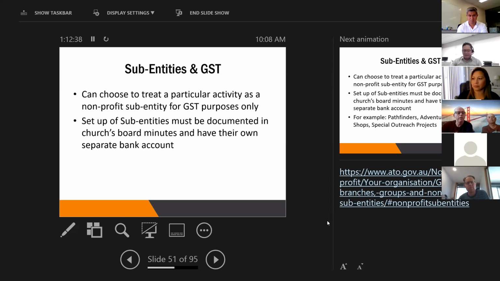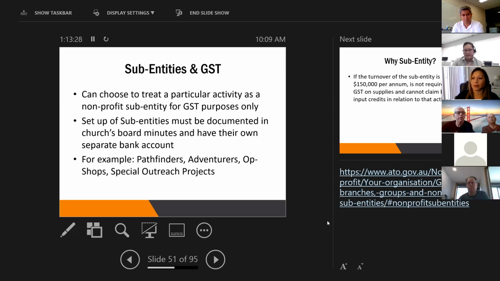So what happens is you have, for example, a Pathfinder club, and if your board decides to treat this activity separately and not have to worry about GST, then it needs to be documented. Obviously, we need to make sure that these sub-entities are set up, and there is a church board minute for the creation of this sub-entity, and then they need to have their own bank account. Like I said, these are the typical examples: Pathfinders, Adventurers, op shops.